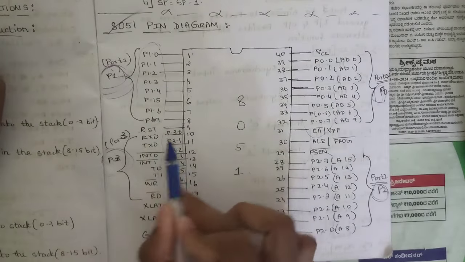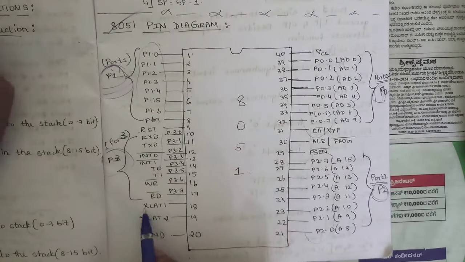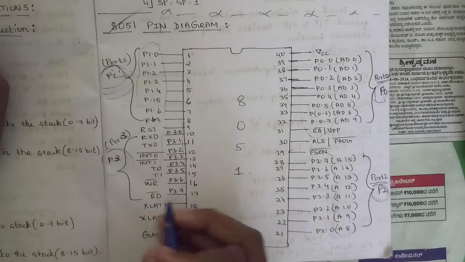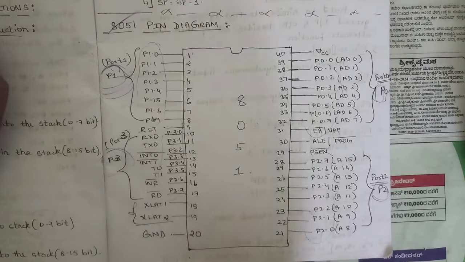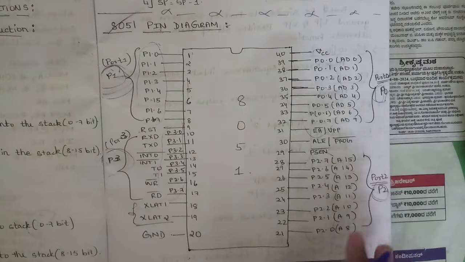And it consists of reset pin and RxD, TxD, XLAT, XTAL. These are the crystal frequencies, and these are the addresses for all the ports. So please note this down along with the pinout description of each pin.